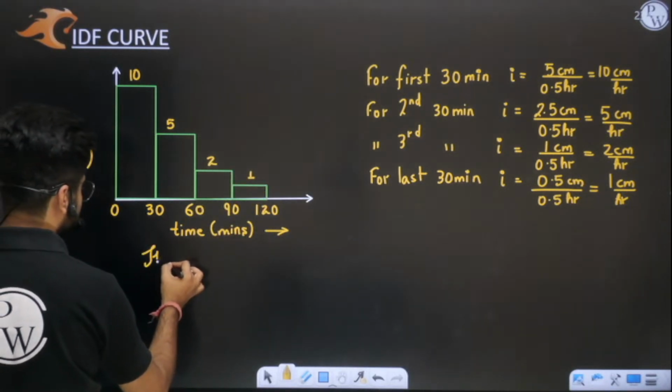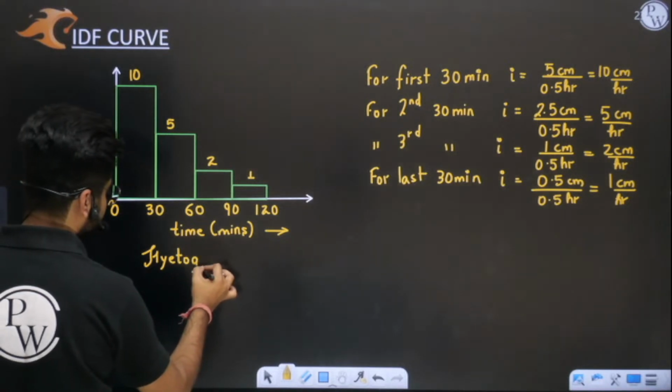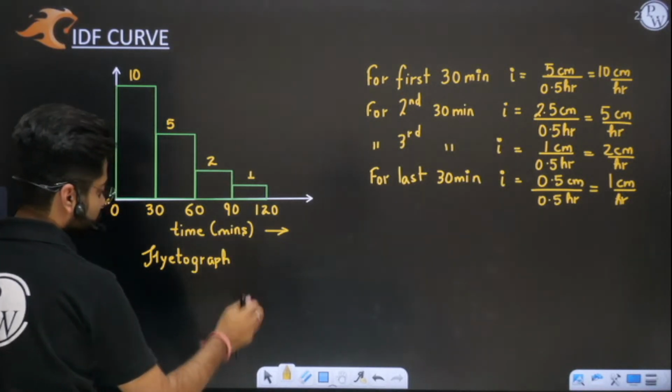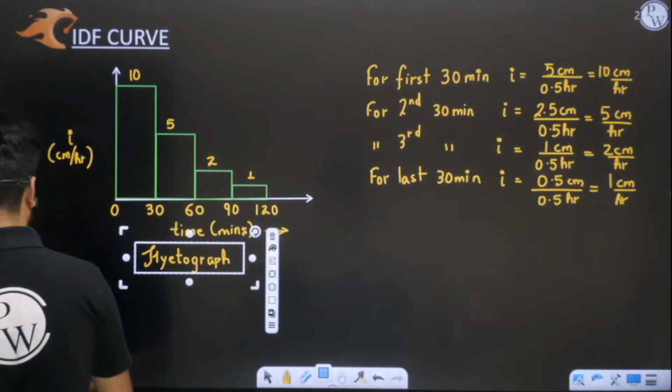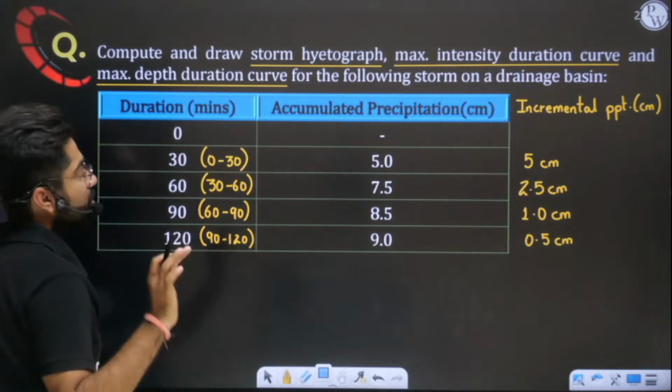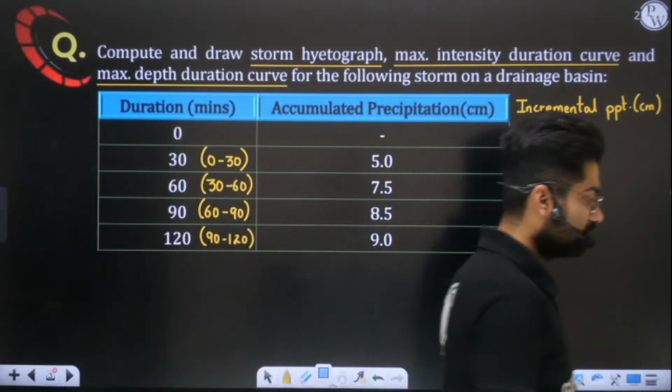Okay, sir, this is my hydrograph. Sir, this thing is clear to me. First part is done. Sir, hydrograph is done. Now second part. Perfect.